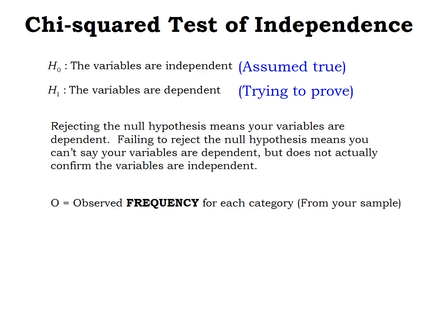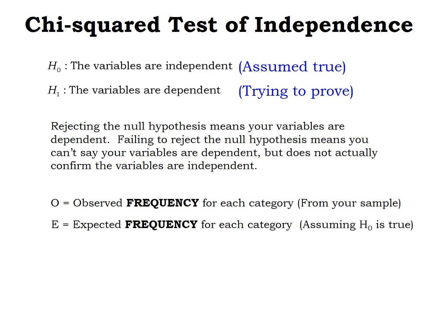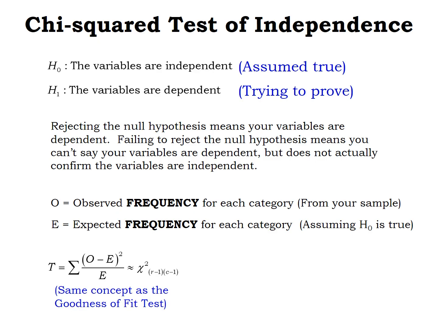We're going to compare what we observed, so our observed frequency from the sample, to what we expect to see based on the assumption of independence. So this is very much in the same vein as a chi-squared goodness of fit test. The test statistic is essentially the same as it was for the goodness of fit test. We're going to compare what we observe to what we expect and measure how far off those two things are from each other. Now, the big difference here is in the degrees of freedom, and we'll explain where those degrees of freedom come from in a minute.